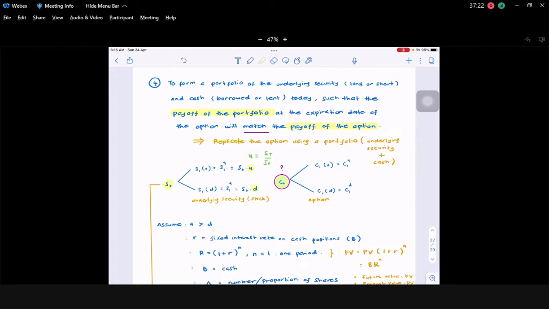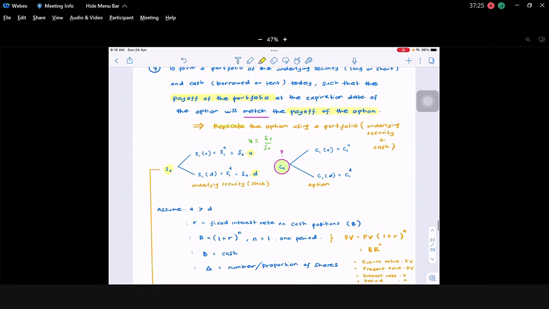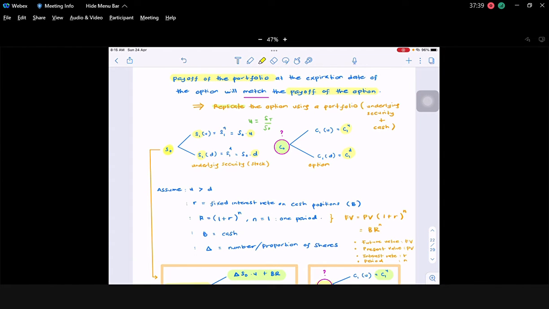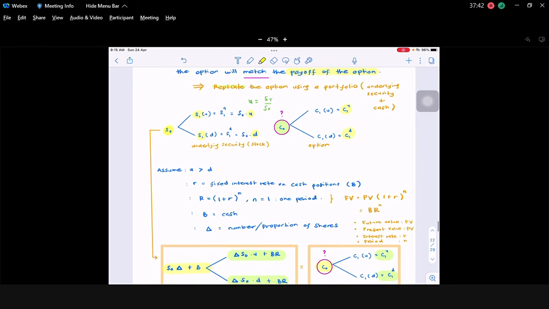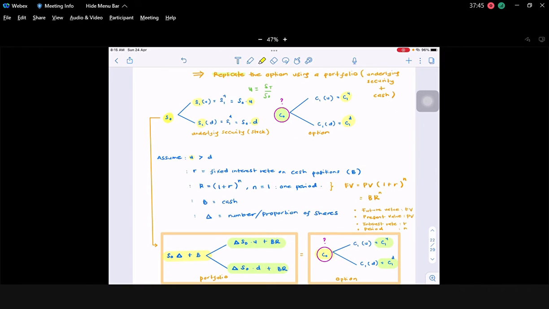So based on this information, up state, downstate, and current value, and of course based on payoff for the option, then we can determine the call option, the option price. Dan kita dah tengok, of course, upstate greater than downstate, and R is a fixed interest rate of cash position. Then R just equal to 1 plus R to the power of N, where N just refer to period.